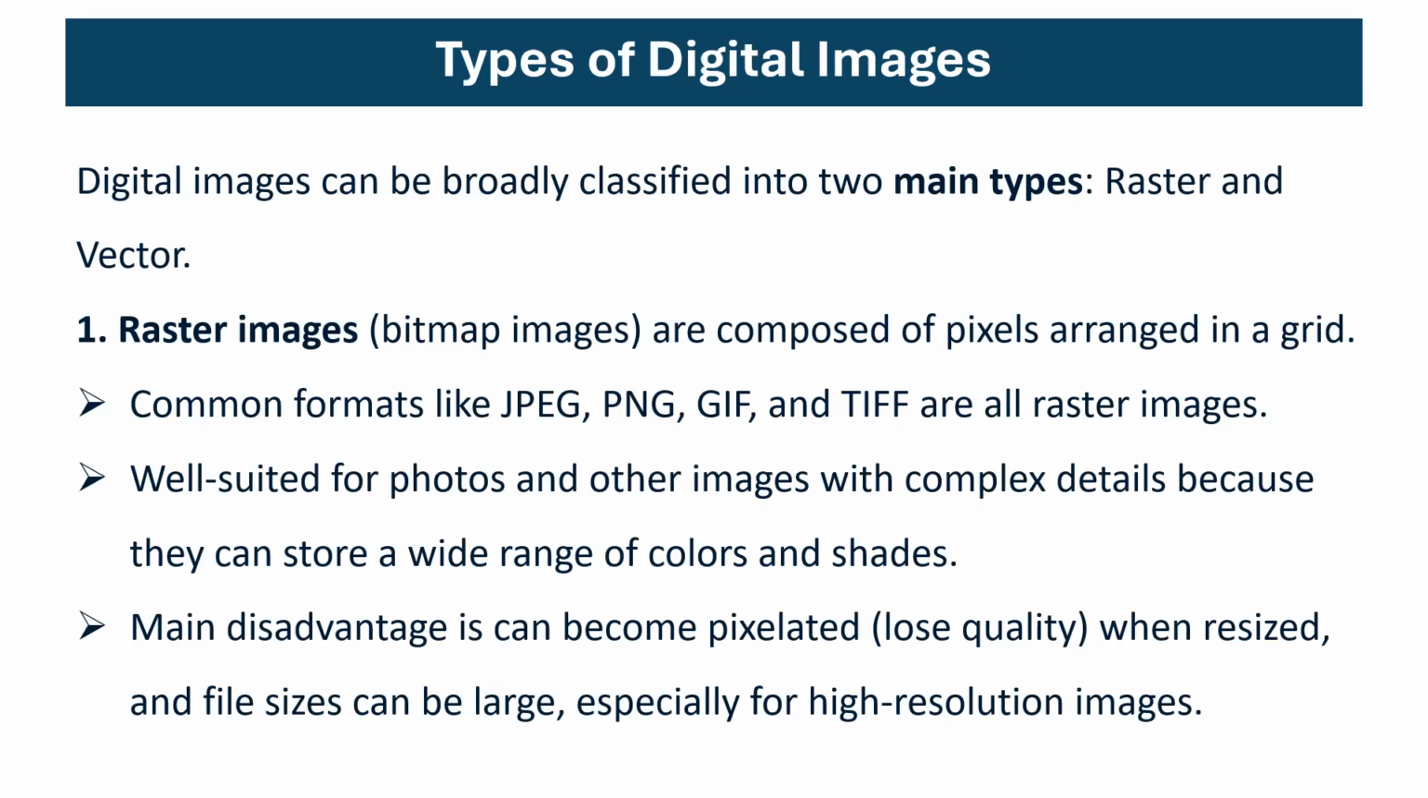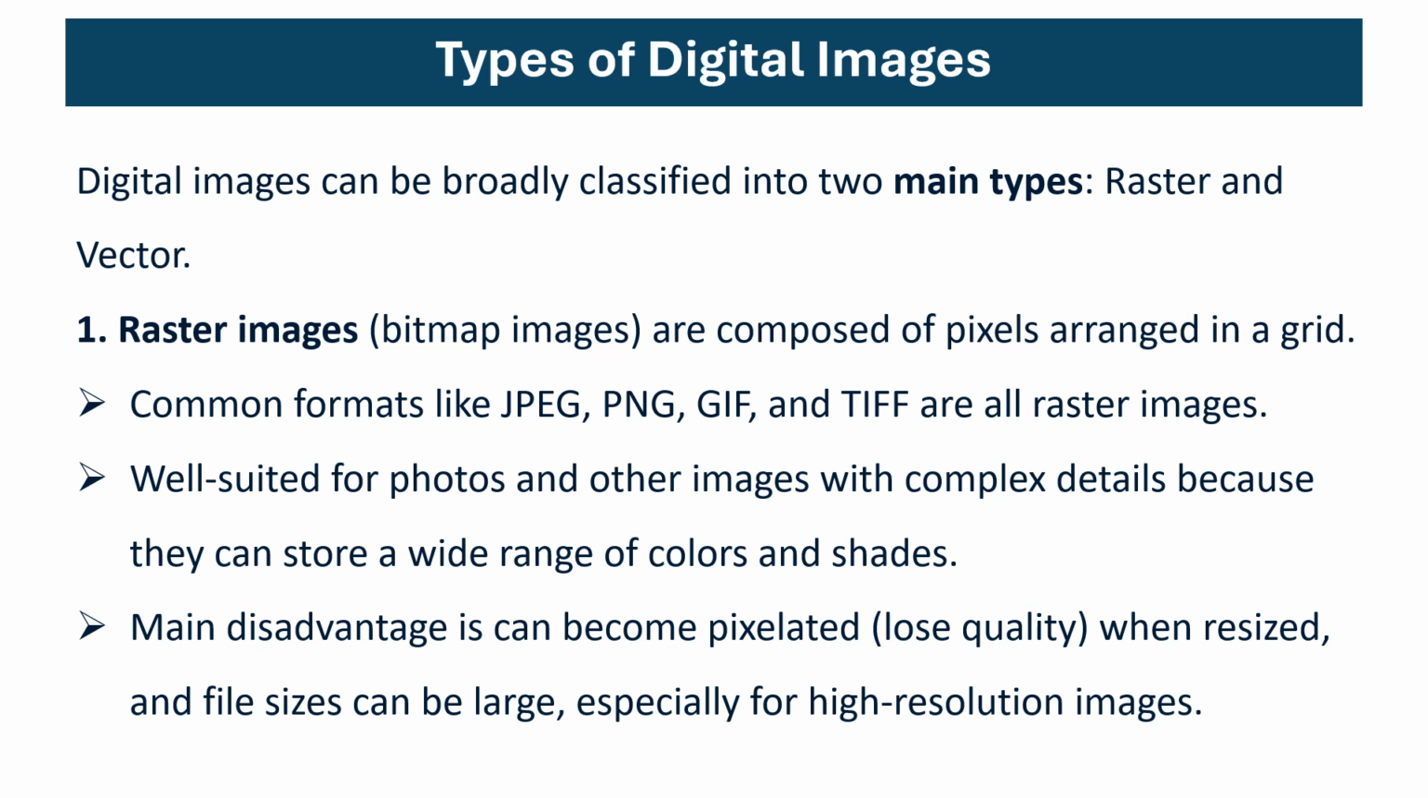Types of digital images. Digital images can broadly be classified into two main types: raster and vector. Let's start with the raster images. Raster images are also known as bitmap images. These images are composed of pixels arranged in a grid. Okay, so raster images are made of pixels, those small squares that have different kinds of information of the image, like color, contrast, etc.